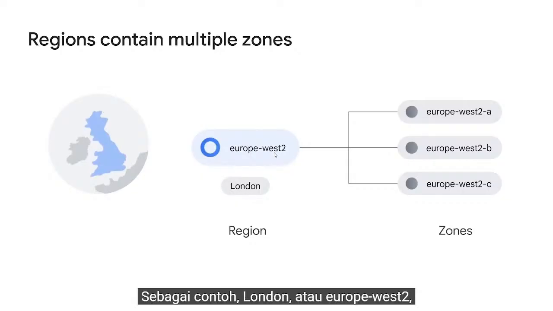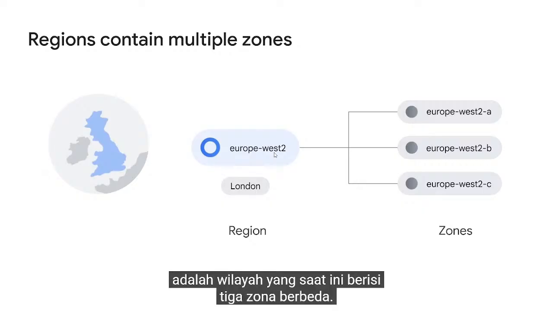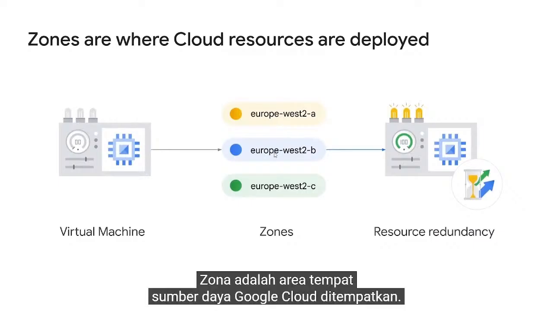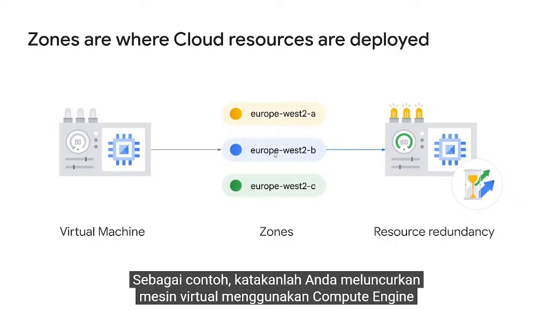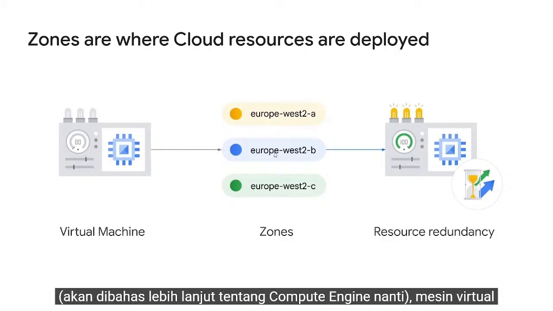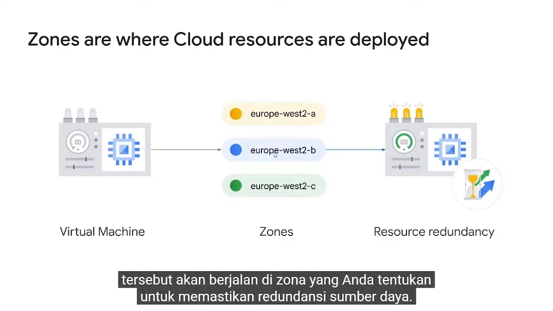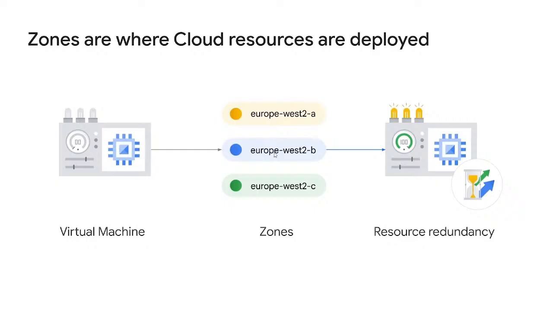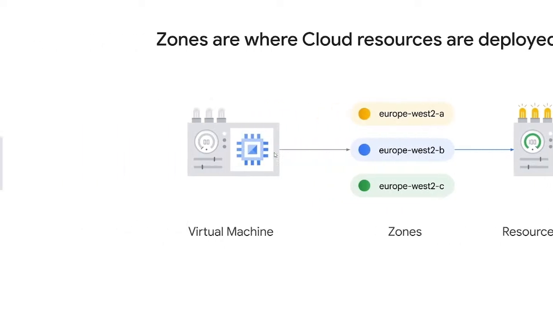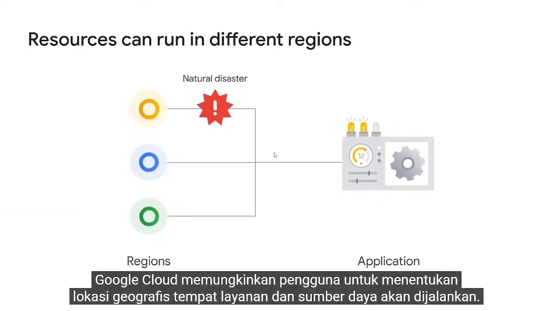For example, London, or Europe West 2, is a region that currently contains 3 different zones. A zone is an area where Google Cloud resources are deployed. For example, let's say you launch a virtual machine using Compute Engine. More about Compute Engine in a bit. It will run in the zone that you specify to ensure resource redundancy. Zonal resources operate within a single zone, which means that if a zone becomes unavailable, the resources won't be available either. Google Cloud lets users specify the geographic locations to run services and resources.